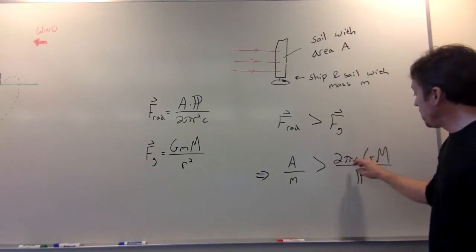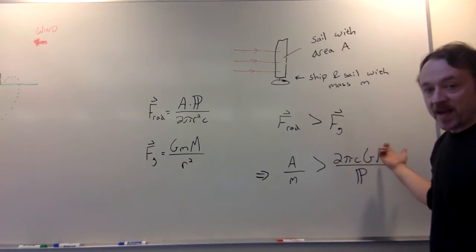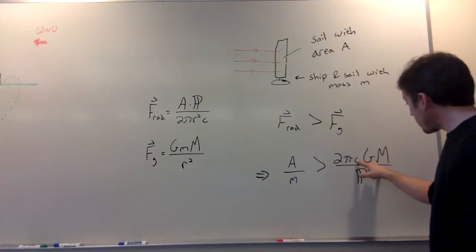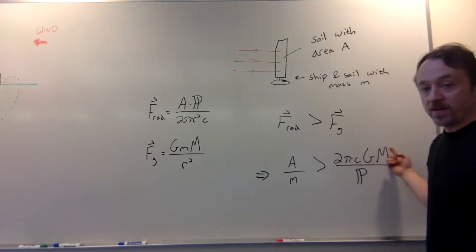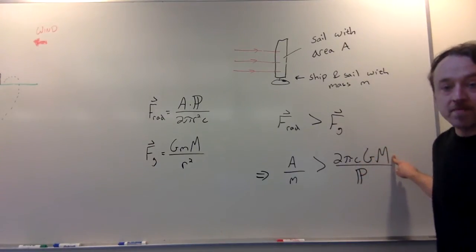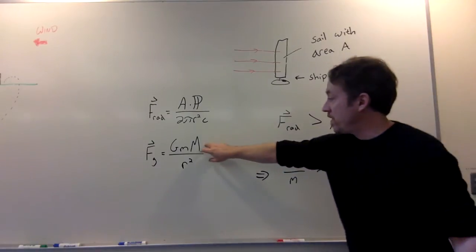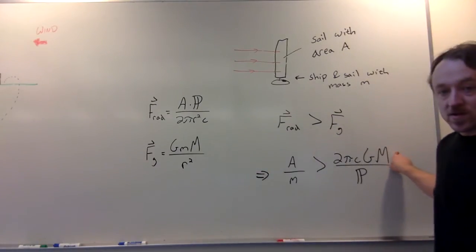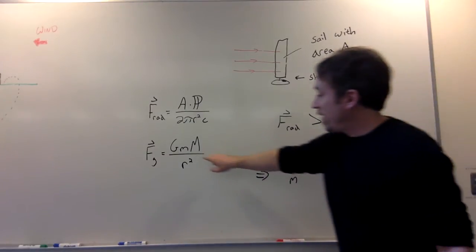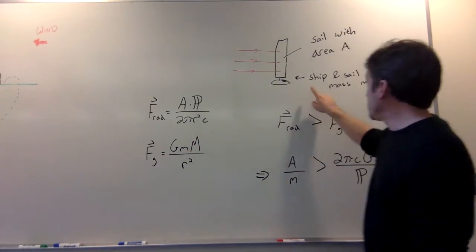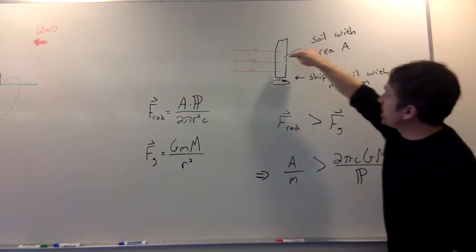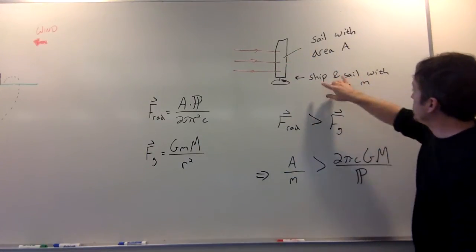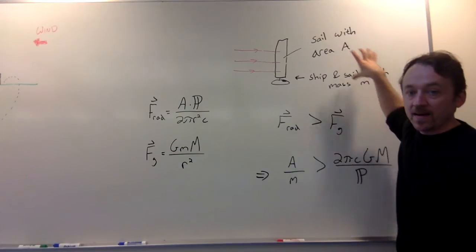2 pi is a constant. The speed of light is constant in a vacuum. This is the universal gravitational constant. This is big M, and I should have pointed that out. This is big M, which is the solar mass, or the star mass, if you will. And this little m is actually the mass of the ship here. So this is the sail with a cross-sectional area A. The ship and the sail both have a combined m.